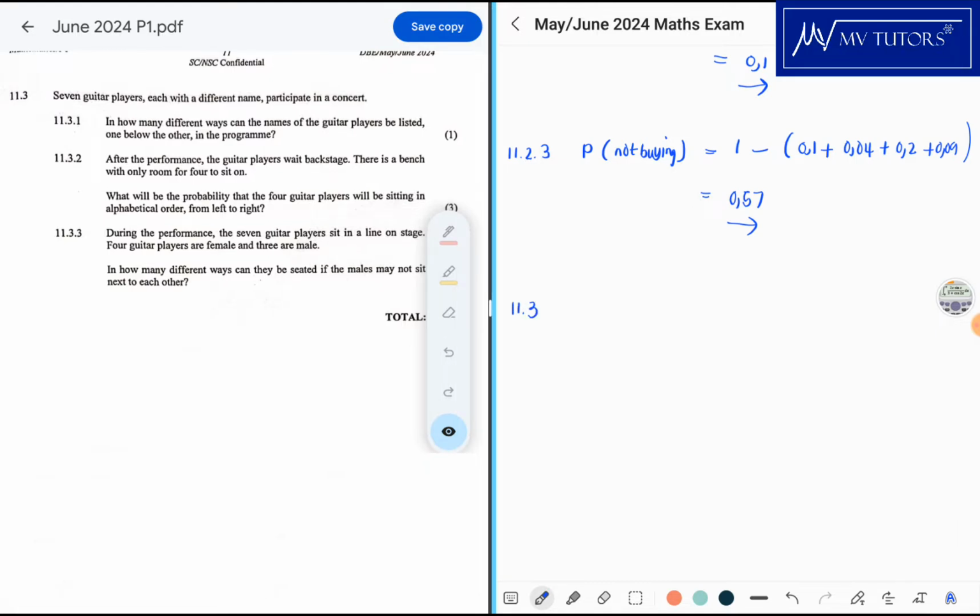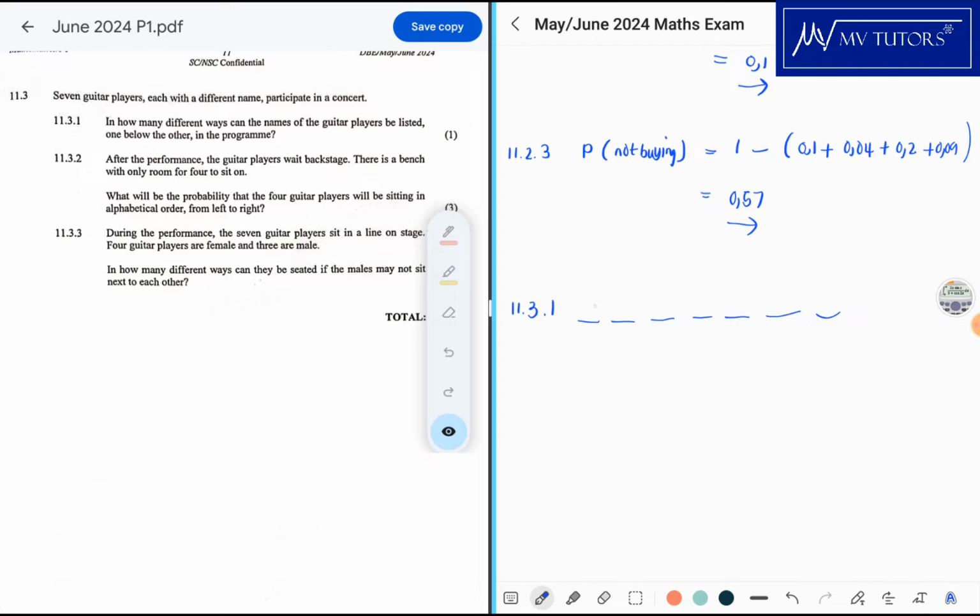So 11.3. 7 guitar players, each with a different name, participate in a concert. Now, in how many different ways can the names of the guitar players be listed, one below the other in the program? Okay, so you have 7 of them.